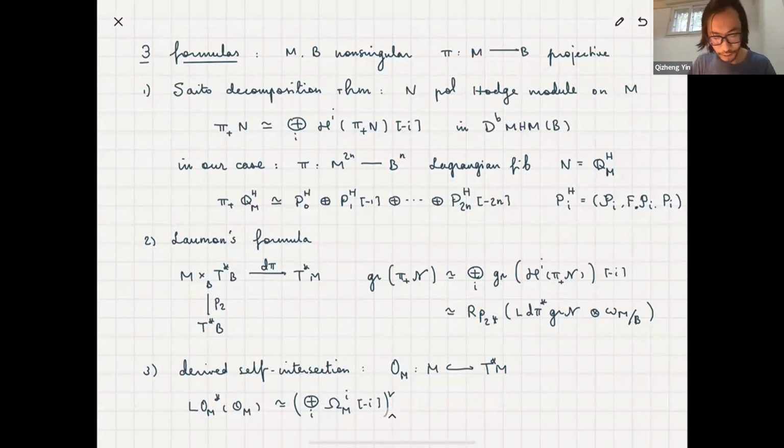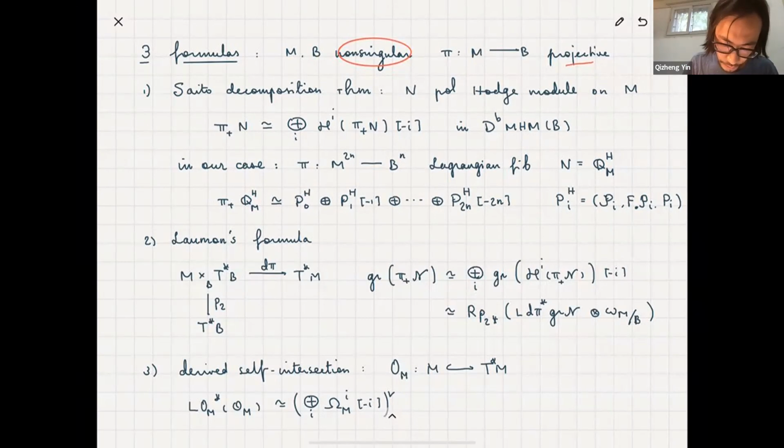Now come some technical formulas to be able to formulate an enhanced or categorified version of the perverse Hodge symmetry. So I have to remember 3 formulas involving Hodge modules. So now let's take M and B both non-singular, and pi will be a projective map. And then the first formula is Saito's decomposition theorem. It is a natural enhancement of the BBDG decomposition theorem at the level of Hodge modules.